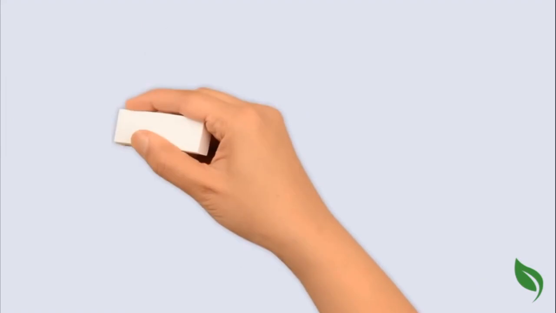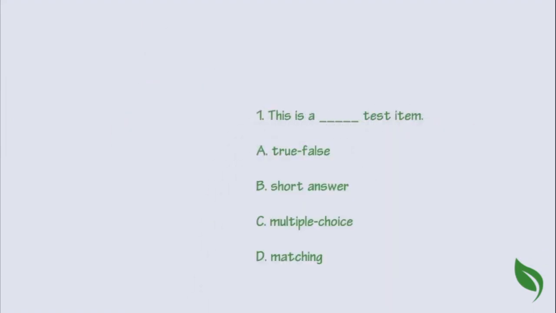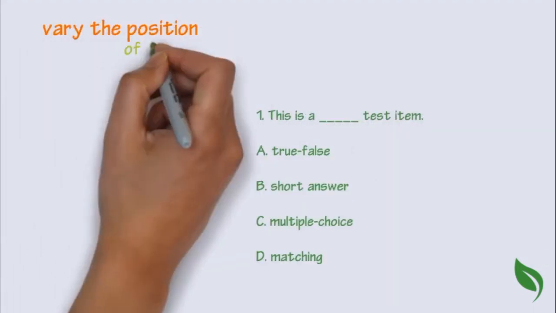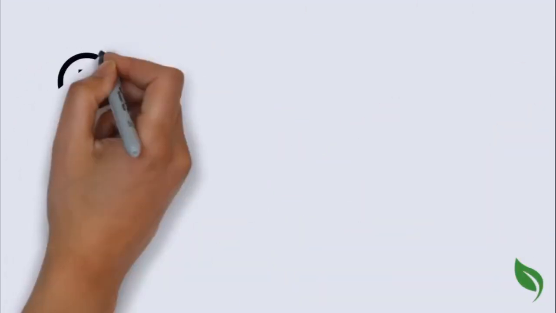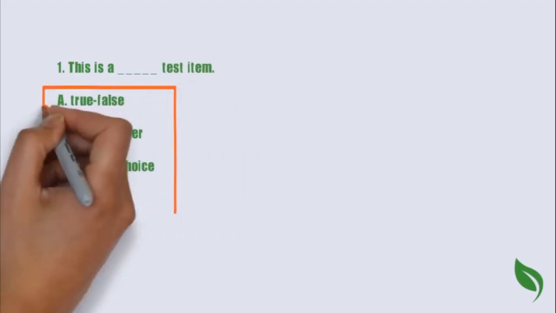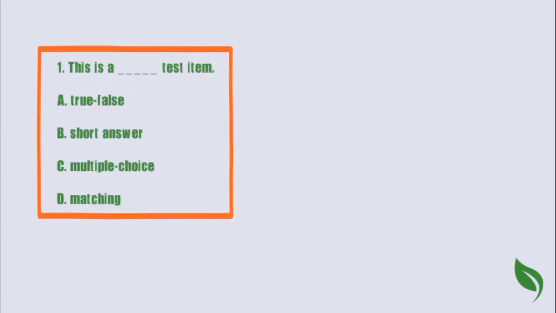Number 4. If you have many multiple choice questions in your test, vary the position of the correct answer. The easiest way to do this is to shuffle around the alternatives for each question after you've created the entire test. Number 5. Keep the alternatives a consistent length and format within the same test item.